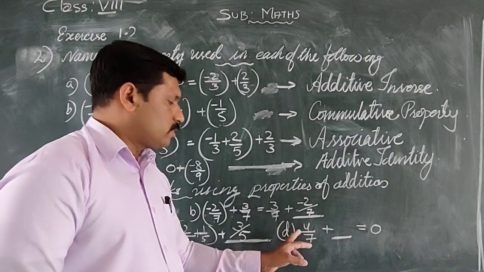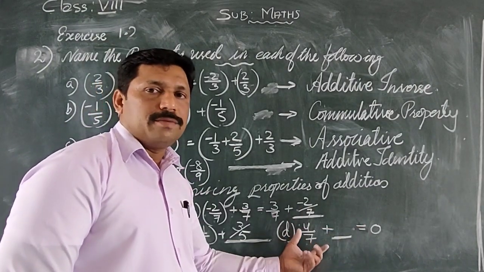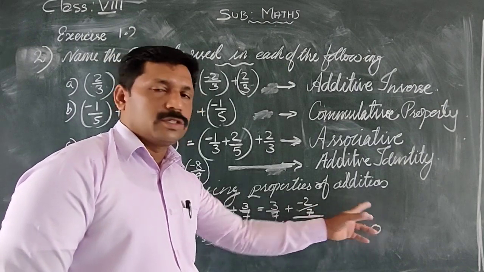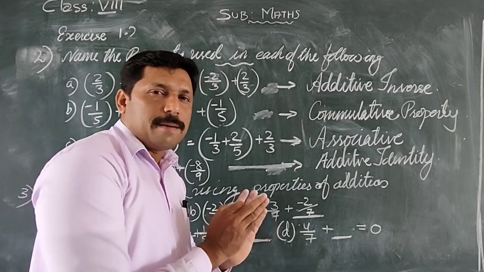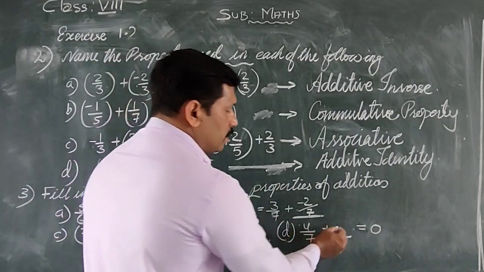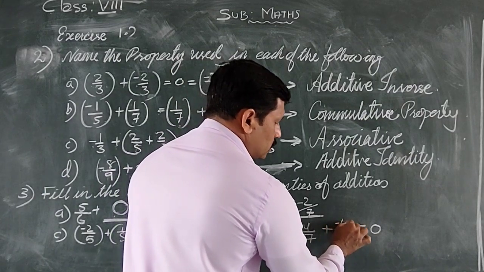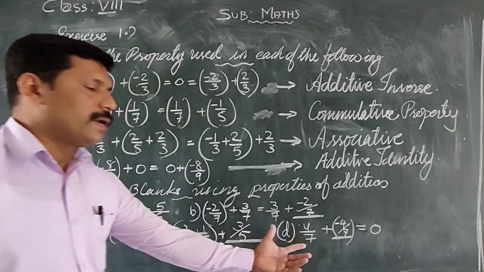And here, next, 4 upon 7 plus dash is equal to 0. A number is added with another rational number, but the result is 0. If the result is 0, then which number will it be? When a number is added with its additive inverse, we get 0. So its additive inverse is negative 4 upon 7. Additive inverse property is used here.